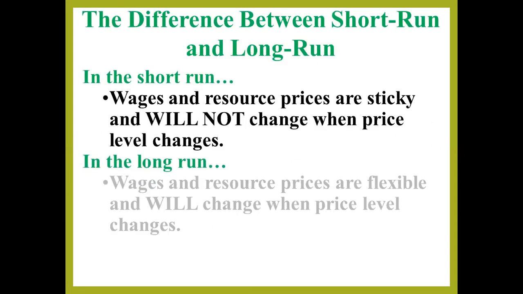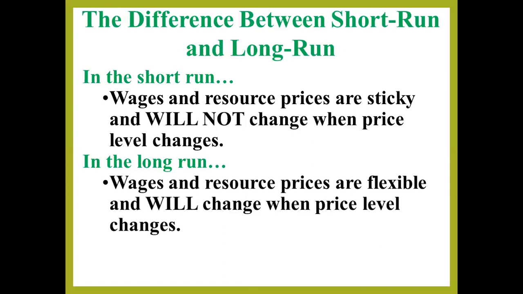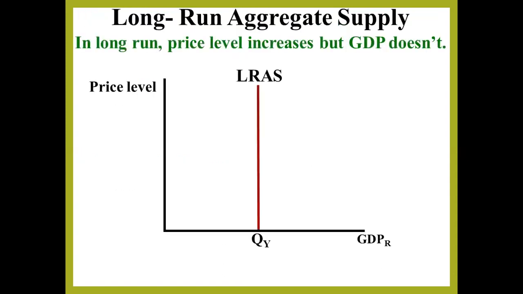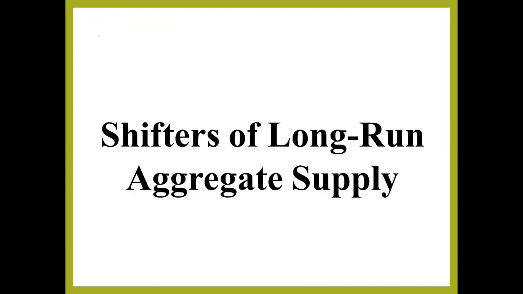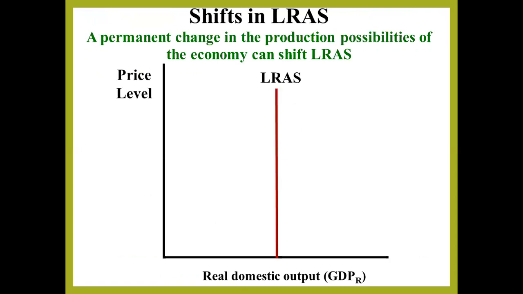So again, in the short run, wages and resources do not change. In the long run, wages and resources are flexible. Long run aggregate supply looks like this. Hopefully you remember that from a few minutes ago. It's on top of full employment. There's a couple things that can shift this long run curve though. Before we go to moving it around, this curve can permanently move.